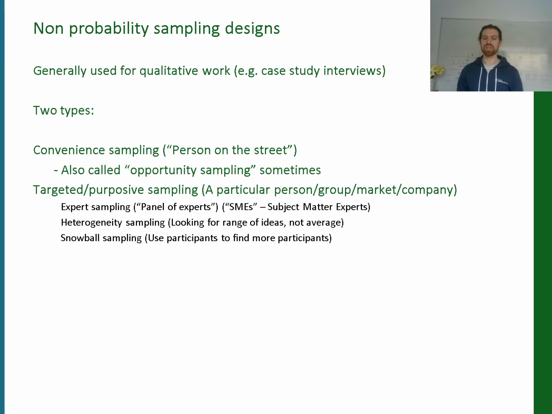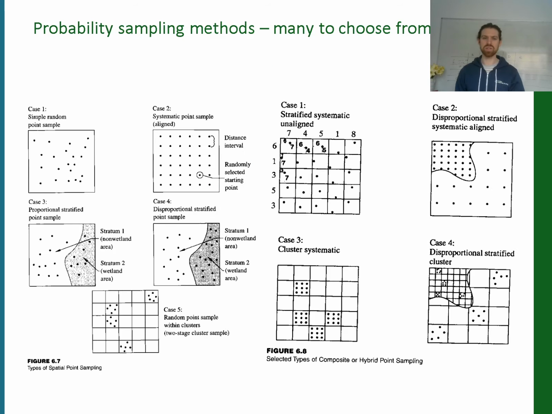Snowball sampling, that's where you may use one participant that you've obtained to then help you find more participants. Maybe you're interested in percolating through a social network, in which case you might find that a snowball sampling approach is the best for you. Okay, but you just need to recognize the limitations with that particular approach.